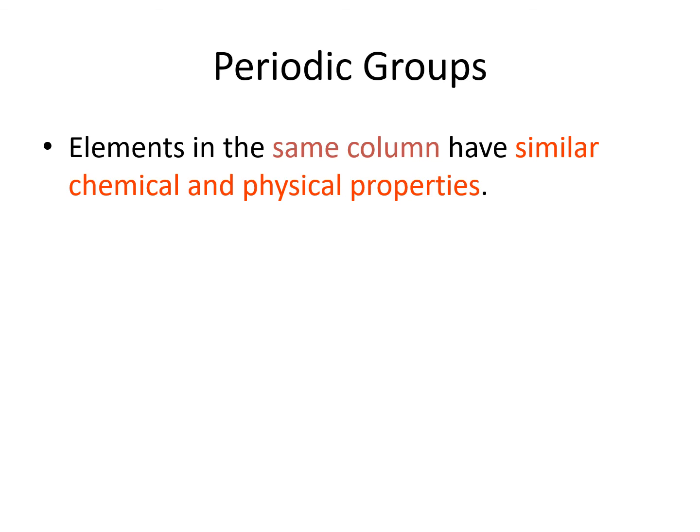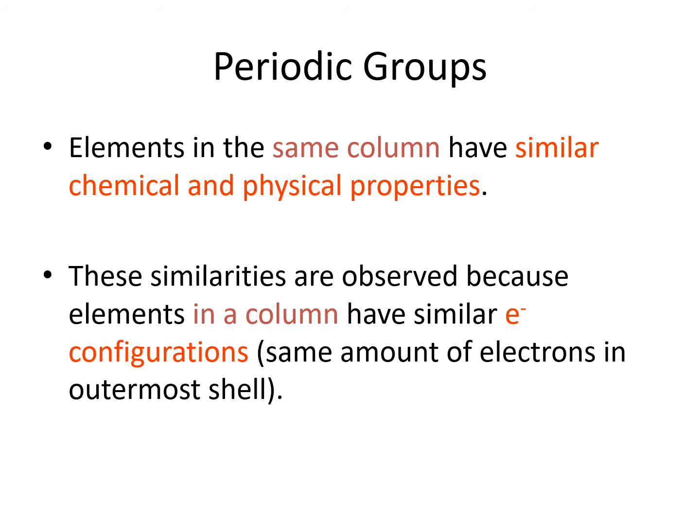So, periodic groups. Elements in the same column have similar chemical and physical properties, and this is because they have the same number of valence electrons. Okay? So it's those valence electrons that participate in, as we mentioned before, bonding or ion formation.